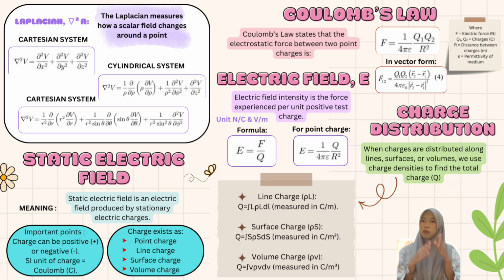As shown by the formula on the slide, the force increases when the charges are larger and decreases as the distance between them increases. Next is electric field intensity. It is the force experienced by a unit positive charge. For a point charge, the formula is also shown on the slide, and its SI unit is newton per coulomb.